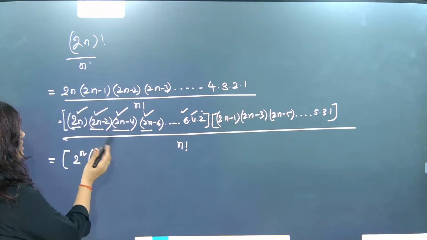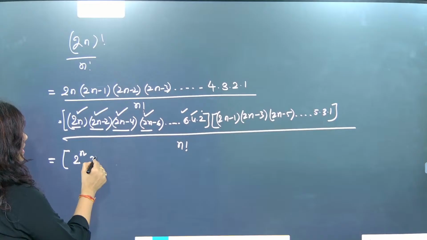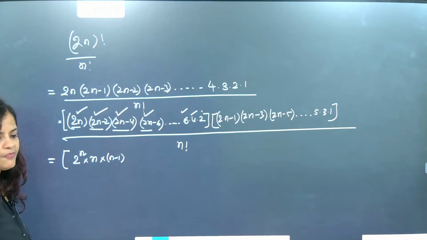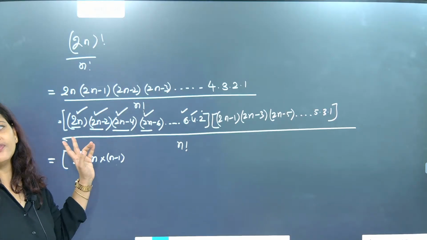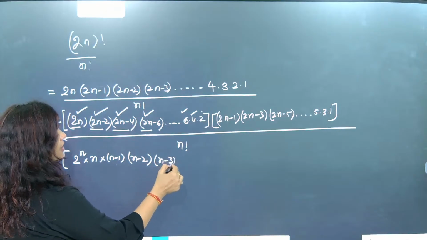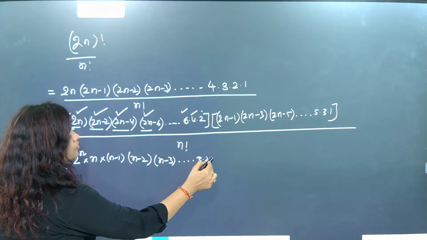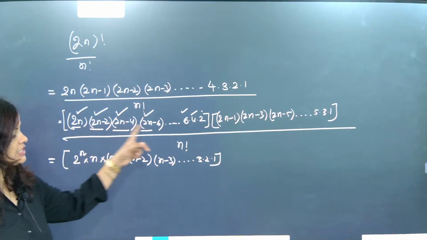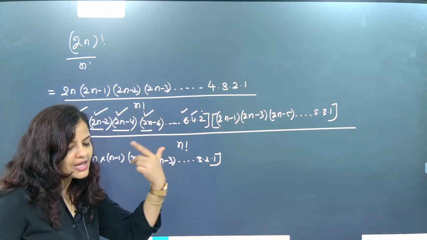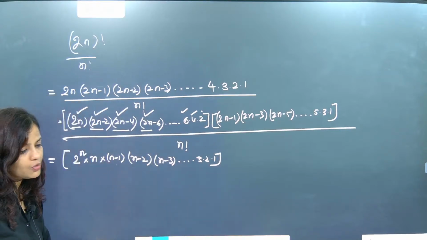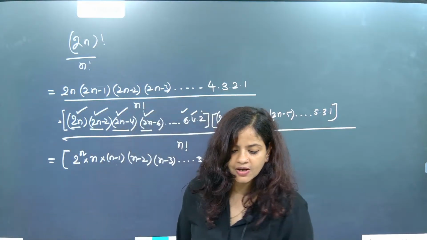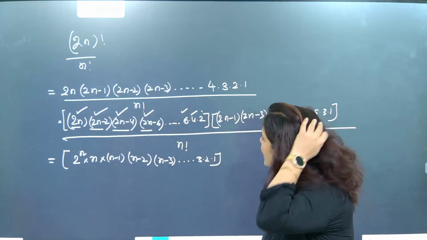It will become n, then n minus 1, because if you take out 2 from here, n minus 1 is left. From here, n minus 2, n minus 3, till from 2 into 1 we get 1. So from every single factor we have taken out 2, which means we have taken out 2 n times.